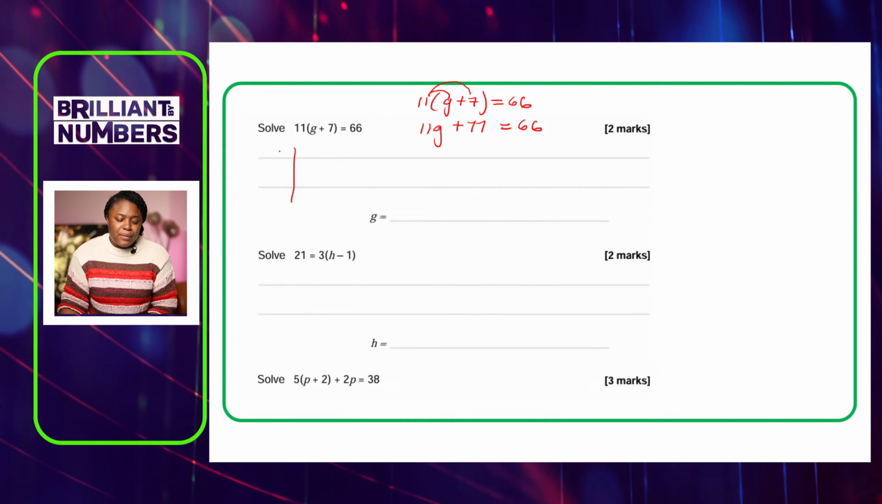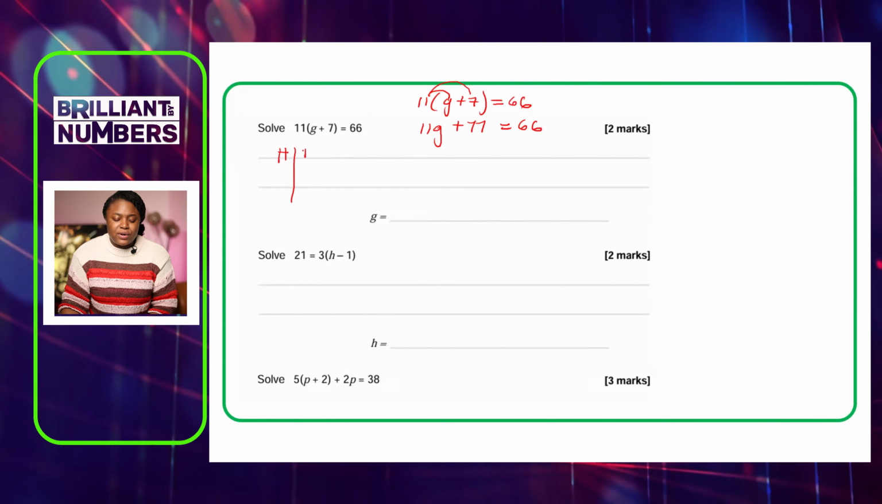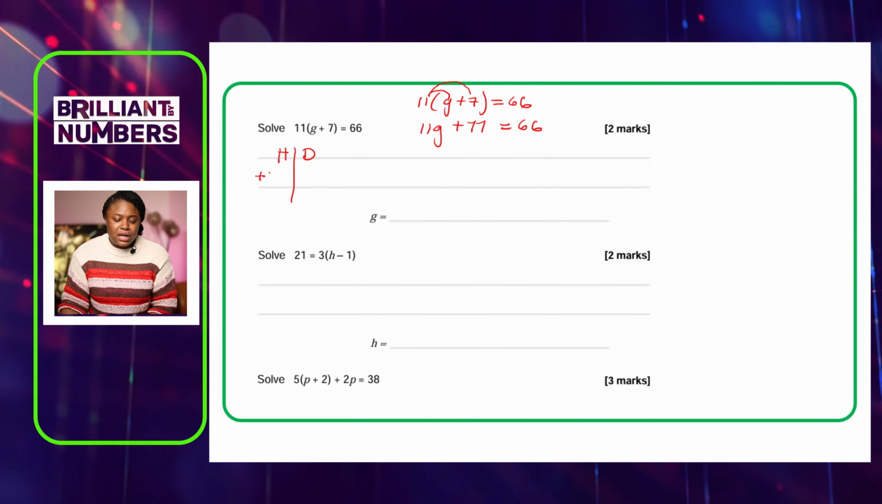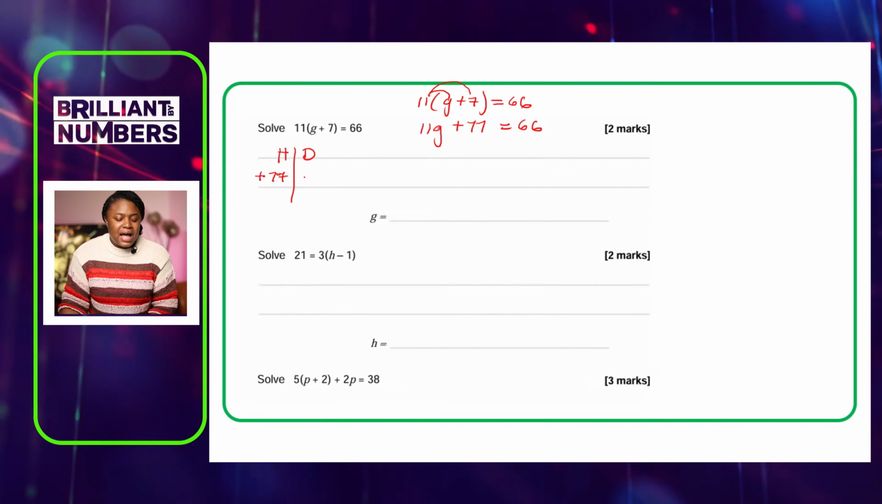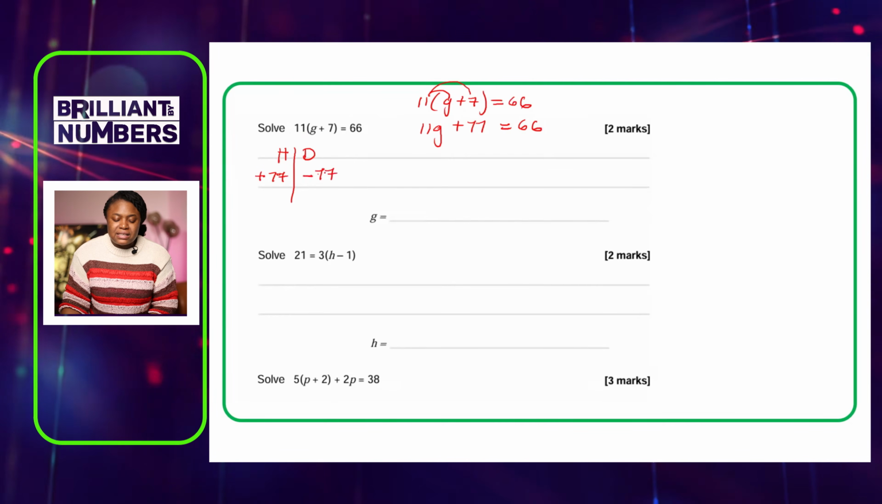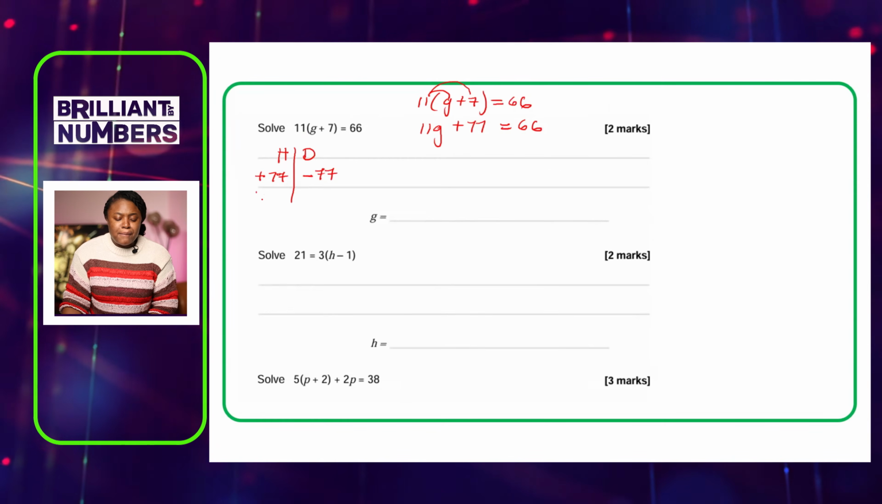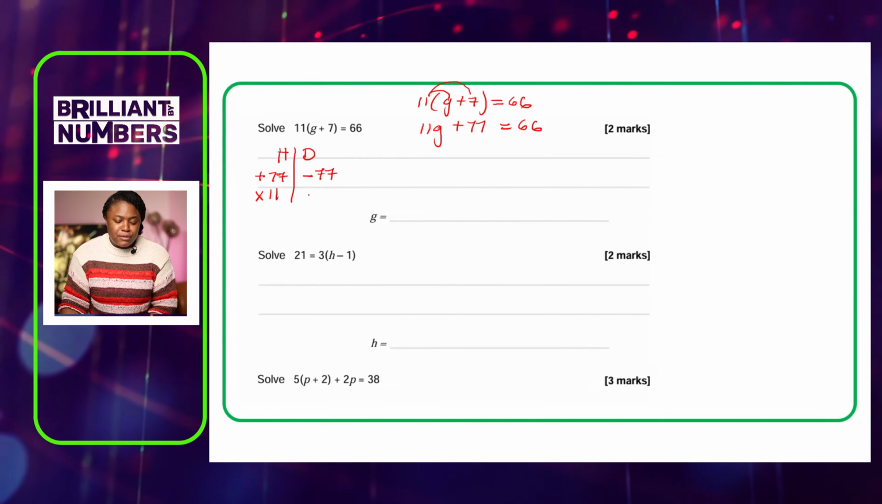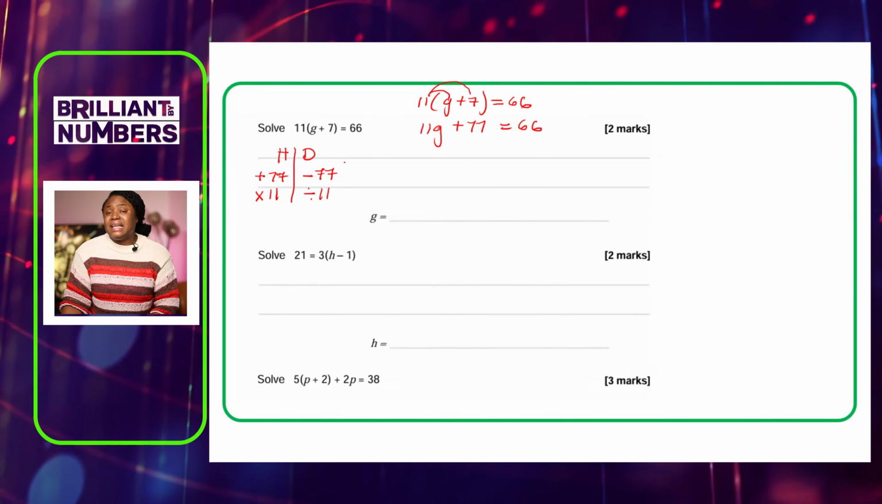So now I'm going to write what I've got in the question, what I have, what I need to do. I have a plus 77, and I'm going to need to subtract 77. And I have multiplication by 11. I'm going to need to divide by 11.